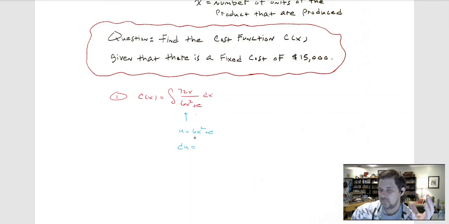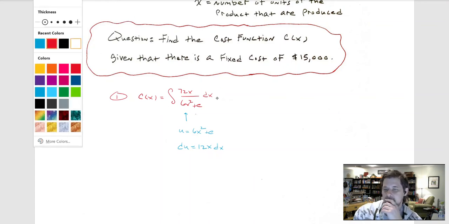So du on the left, what's the derivative of 6x squared plus e? That will be 12x dx. Why 12x dx? Well, the derivative of 6x squared is 12x. You bring the 2 down, 6 times 2 is 12x. And then e is a constant. e is about 2.7. The derivative of a constant is 0. Okay. Now, it looks like this will work for us.